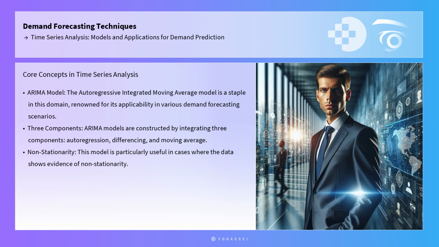The autoregressive component relies on the dependency between an observation and a number of lagged observations, while differencing is used to make the time series stationary, and the moving average component models the relationship between an observation and a residual error from a moving average model applied to lagged observations. This model is particularly useful in cases where the data shows evidence of non-stationarity, and it can be tailored to fit specific demand patterns by adjusting its parameters accordingly.